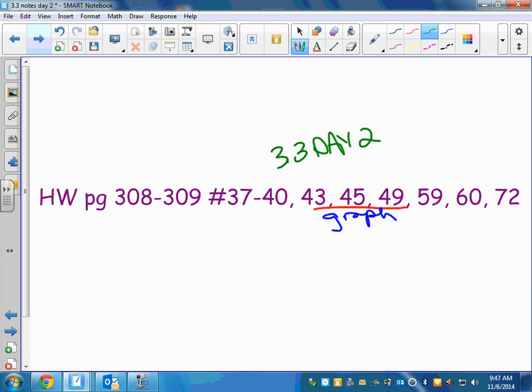37 through 40 is matching the equation with the function. Use the reflections and the asymptotes to help you match those up. But then 43, 45, and 49, those are all graphing, and it says sketch by hand and support with the grapher. Well, I'm okay that you just sketch by hand, and they're all odd, which means you could support your answer with the back of the book. But pick points, make sure your asymptote's labeled right. I expect graphs on those.